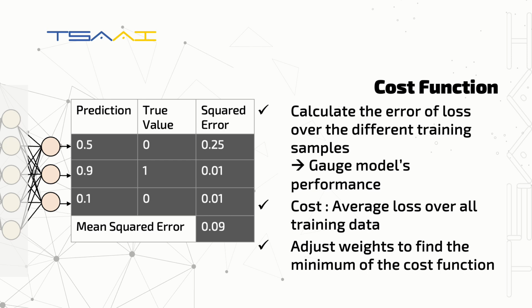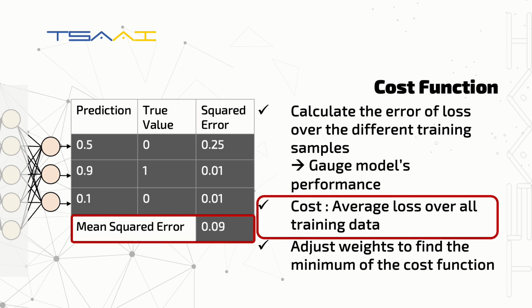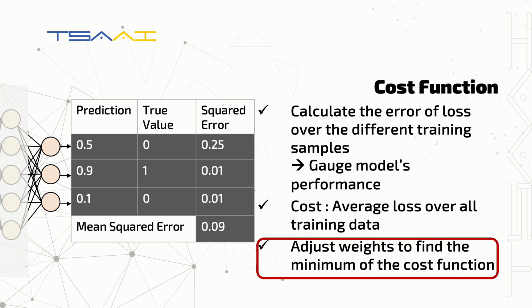In order to make the network learn, we first need to measure the performance of our model. To do this, we can calculate the error or loss over the different training samples for a given set of weights and biases. The average loss over all training data is called cost. A popular cost function is the mean squared error. The goal is to adjust the weights to find the minimum of the cost function.